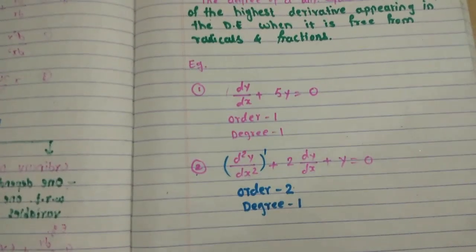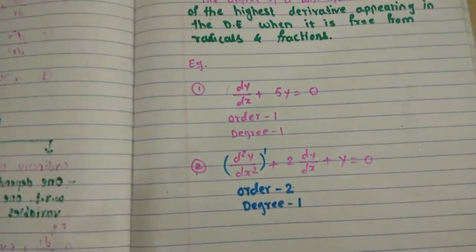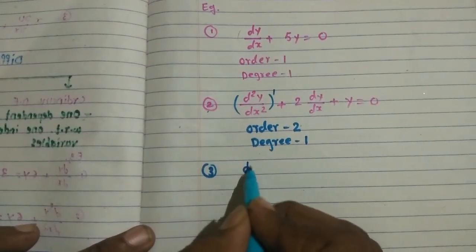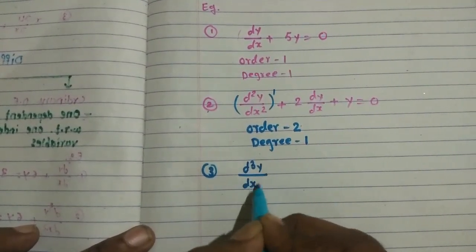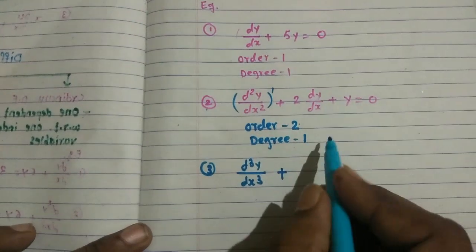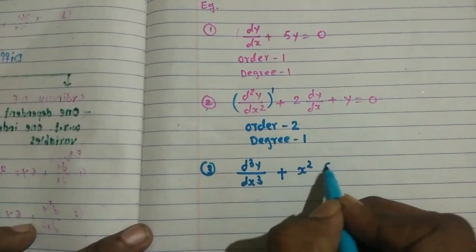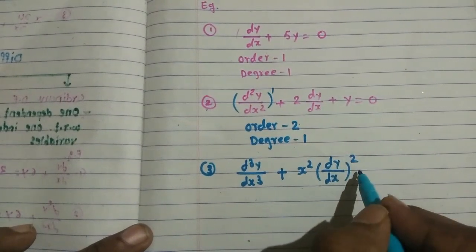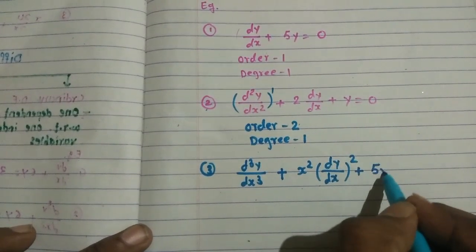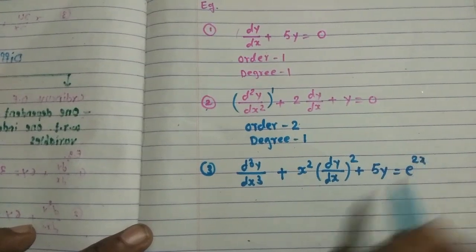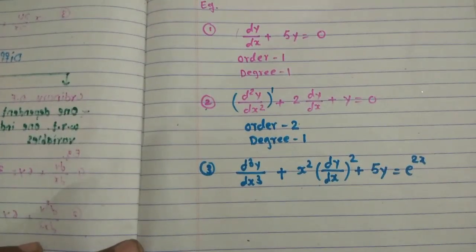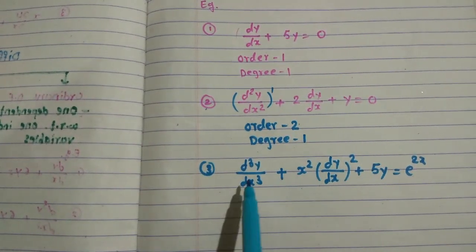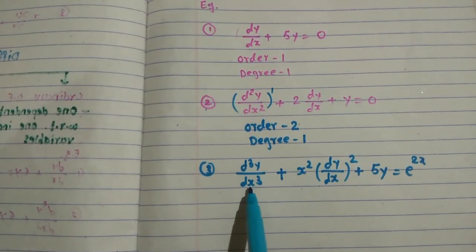Now similarly, let's consider one more example. d cube y by dx cube plus x square into dy by dx whole square plus 5y equal to e raised to 2x. Now obviously this is a differential equation. Now first try to find out the highest derivative. So the highest derivative is d cube y by dx cube.